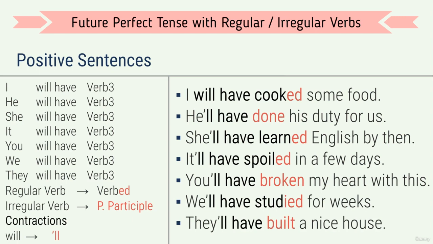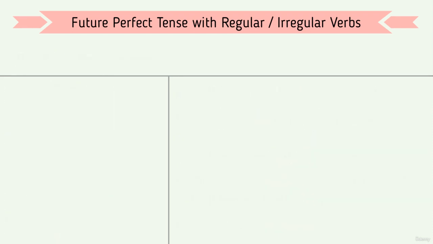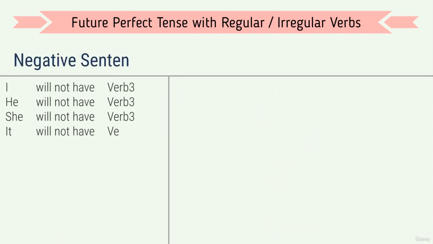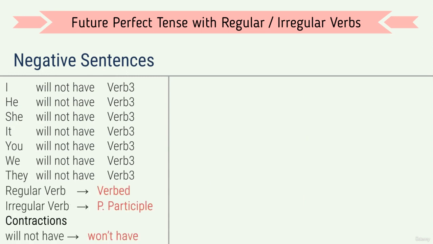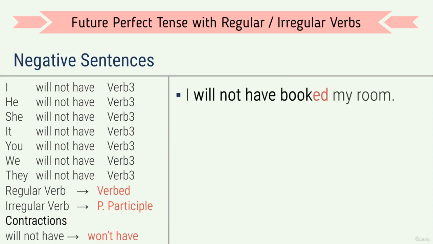Here we can see our verb either gets the ed, verb 3 version, or for our irregular verbs, we use the past participle. We also have a contraction. Instead of saying will, I can also say apostrophe ll. She'll, we'll, they'll. For negative sentences, we need to add not. Will not have verb 3. For example, I will not have booked my room.